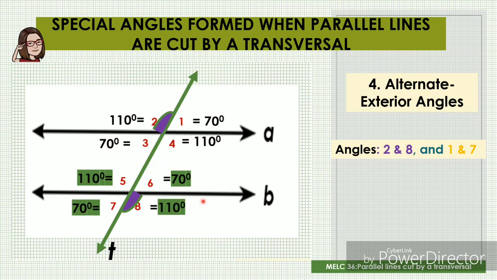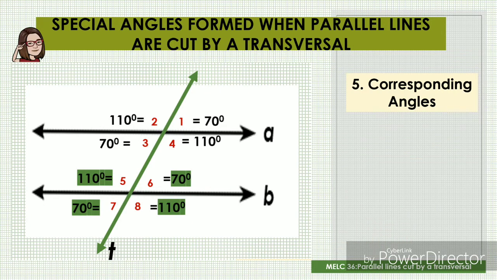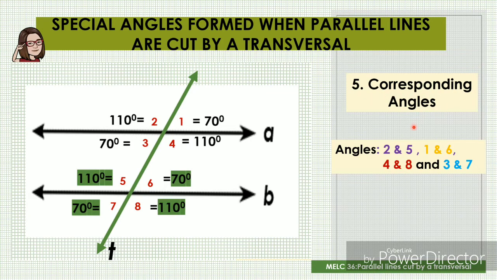So, another pair is angle 1 and angle 7. So, nasa taas, nasa baba, nasa kaliwa, nasa kanan. Pareha silang exterior angles. Ang measures, 70 degrees. This one is also 70 degrees. So, therefore, alternate exterior angles are congruent, meaning magkaparehas ng measurements. The fifth one and the last one ay corresponding angles.